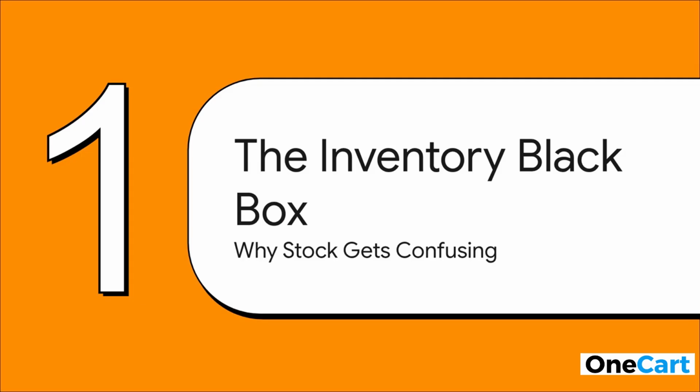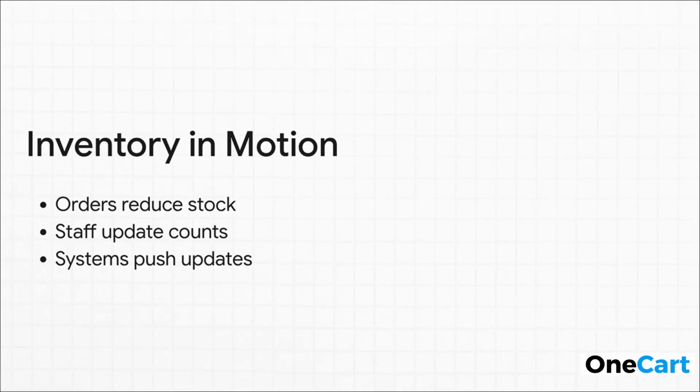All right, so let's start with why this whole thing is so confusing in the first place. We call it the inventory black box for a reason. You know things are happening inside it, but you just can't see exactly what, when, or why. See, here's the thing. Your inventory is never just a static number. It is always in motion.